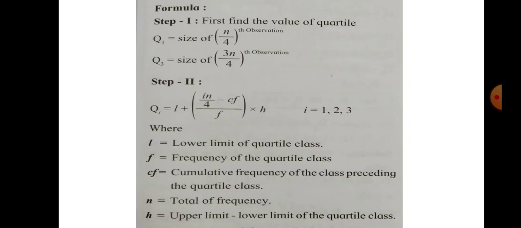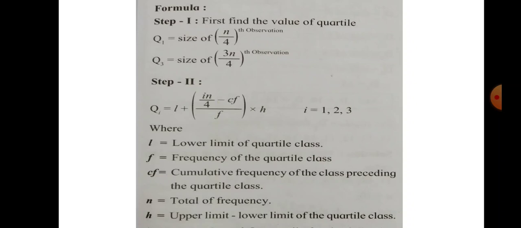Now, after finding the quartile class, first find the value of the quartile. Q1 is equal to size of (n upon 4) th observation, and for Q3, size of (3 into n upon 4) th observation. With the help of these two formulae, you determine the quartile class. Then in the second step, you apply the final formula. What is that formula? Qi, where i stands for Q1, Q2, Q3. So Qi is equal to L plus (i into n upon 4 minus CF) divided by f, into h.